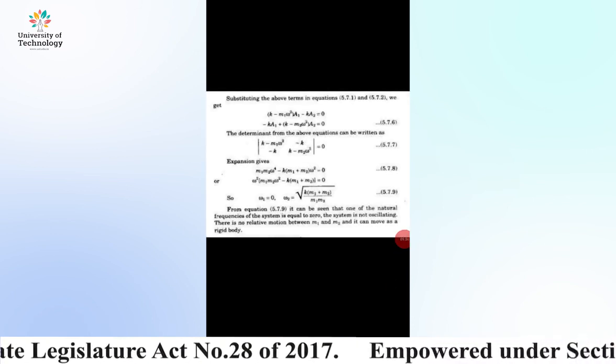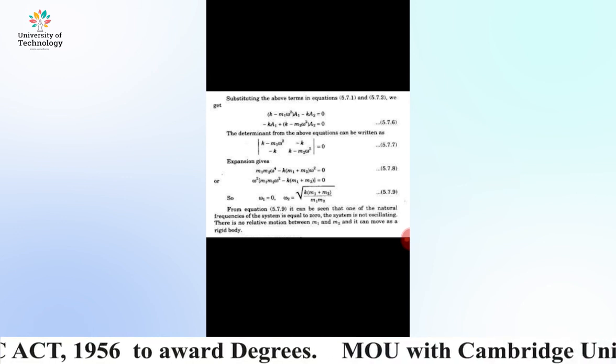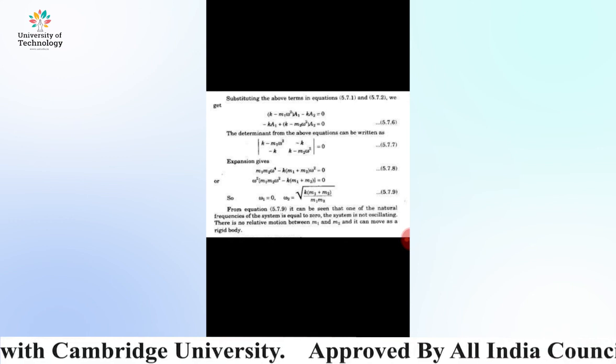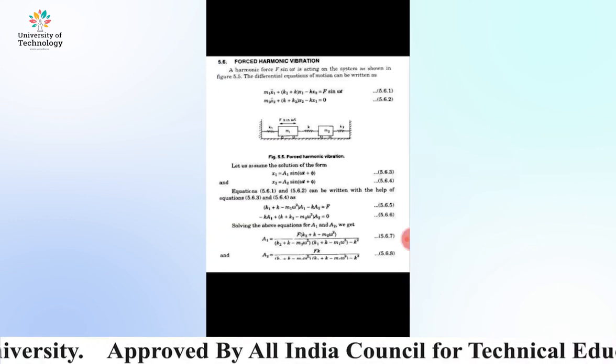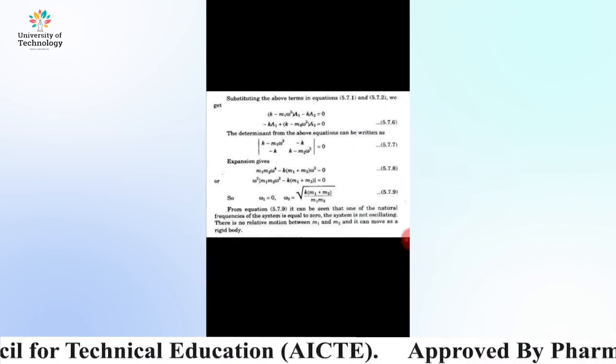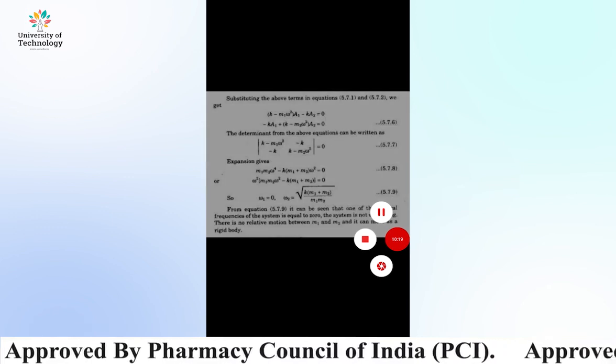The system is not oscillating. There is no relative motion between m1 and m2, and it can move as a rigid body. That is all about forced harmonic vibrations and semi-definite systems. Thank you.